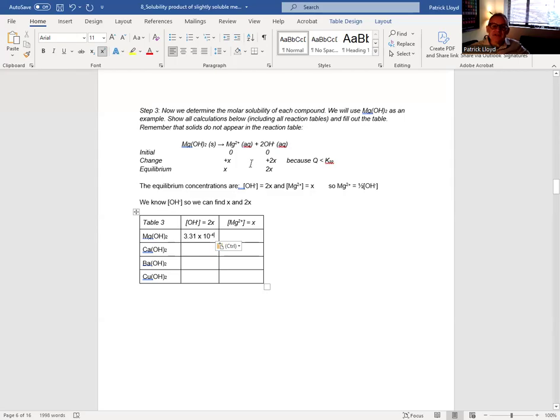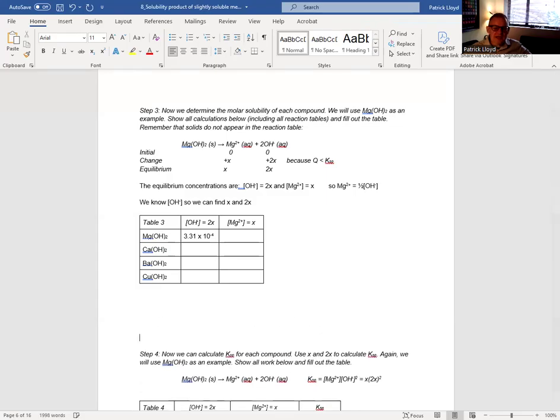Okay. Now, from a reaction table, essentially what you do is you say before you dissolve any of it, they're both 0. Then they dissolve because Q is less than K. You get plus X here and plus 2X there. So at equilibrium, this is X and this is 2X. So in other words, magnesium is 1/2 of hydroxide because hydroxide is 2X and magnesium is X. X is 1/2 of 2X. So all you got to do is divide the hydroxide concentration by 2 or multiply by 1/2, and that will give you the magnesium. Okay, so we'll put that over here.